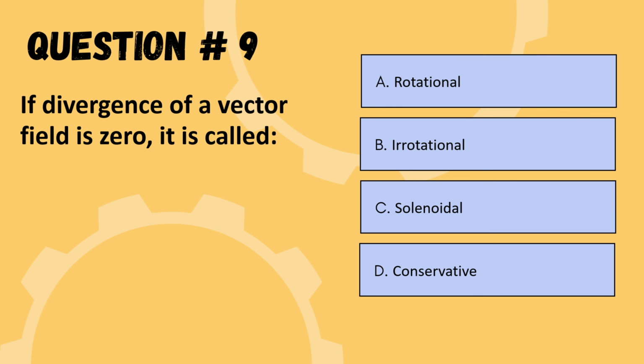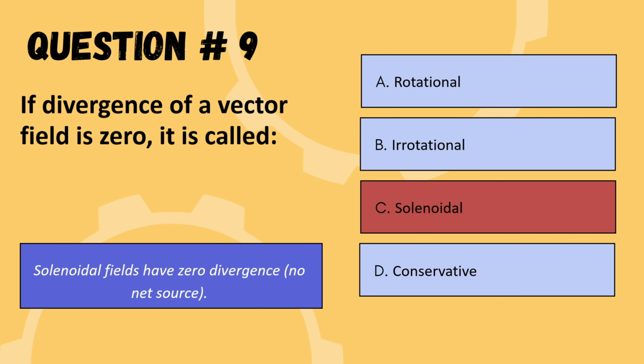Next question is, if divergence of a vector field is zero, it is called, options are rotational, irrotational, solenoidal or conservative. So the correct option is option C, solenoidal. So we are moving to the next question.